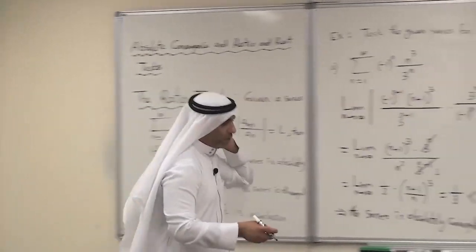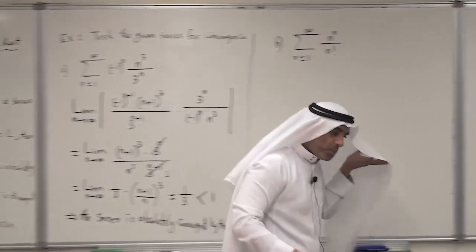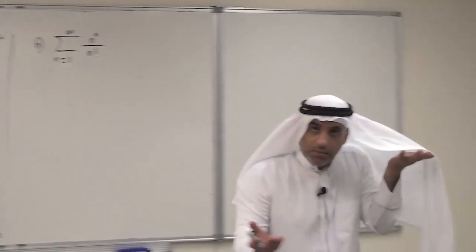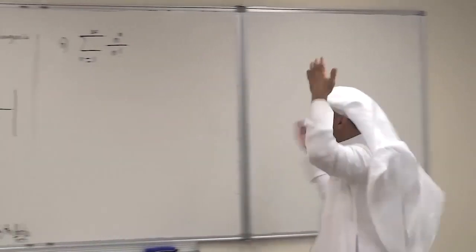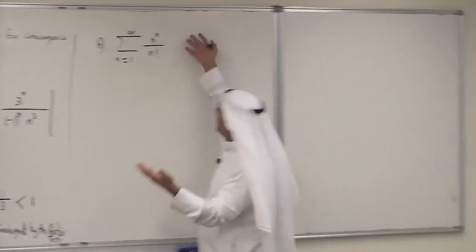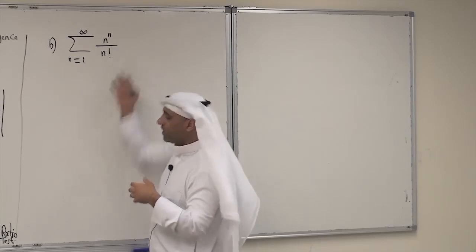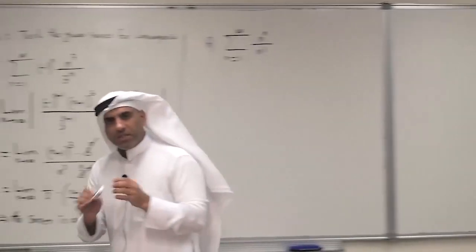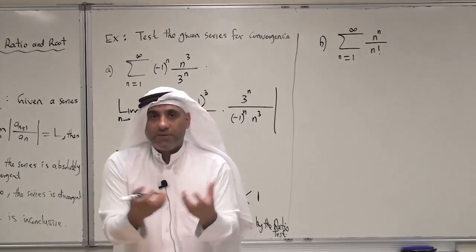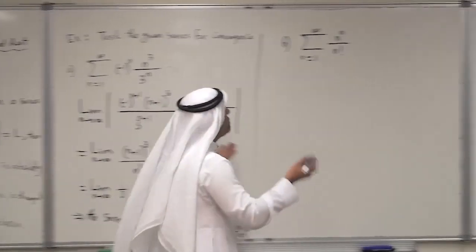We'll see another example of how to apply the ratio test. We have factorial. We have n to the n. So we cannot apply the integral test. I mean, it is difficult to apply the integral test or comparison test or whatever we have done before. But once you come to the ratio test, it will make life easier in these cases. So what should we do?